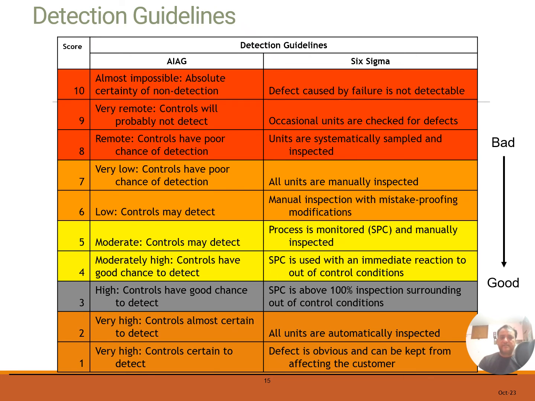Here are the detection guidelines. This table will be used to determine how likely the current controls will detect a potential cause of failure. The 1 is very high, the controls are certain to detect it. It means whenever the problem happens, it will be detected immediately. And 10 here means the defect caused by the failure is not detectable and most likely it is going to be passed through to the customer.